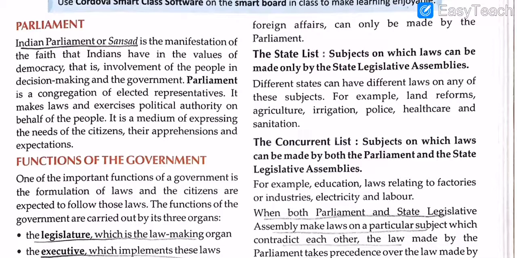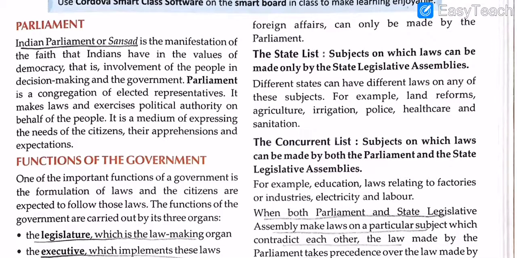But is there only one, like, parliament? Do they have any subtypes? Does that one parliament as a whole, without any subtypes, deal with everything happening around the whole of India? Or are there subtypes? We'll get to know.